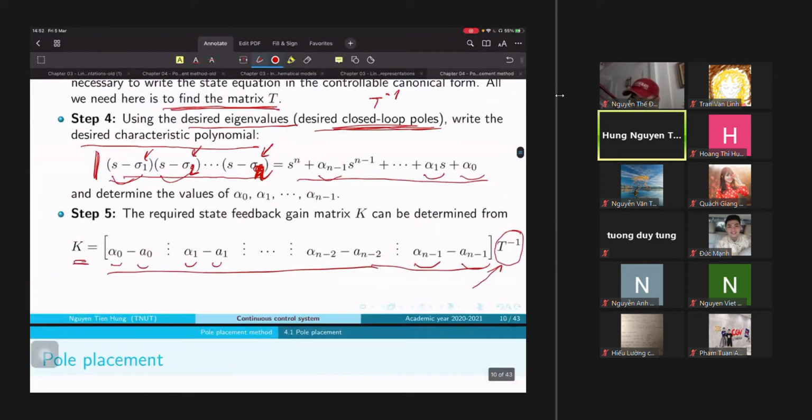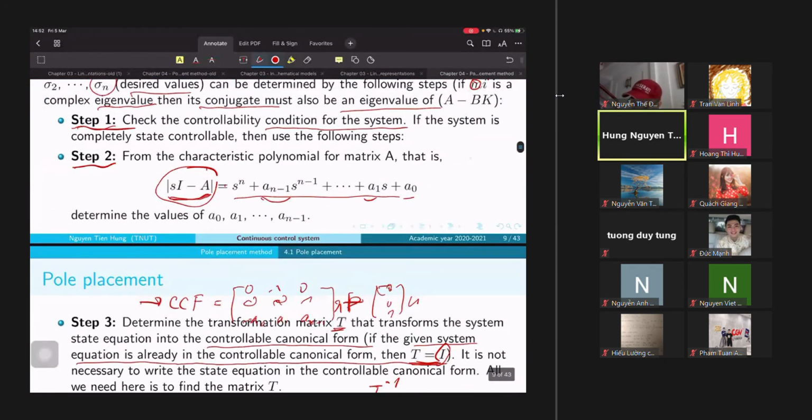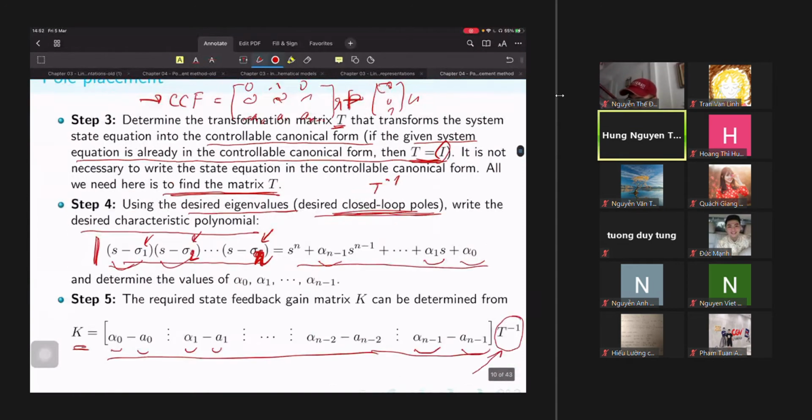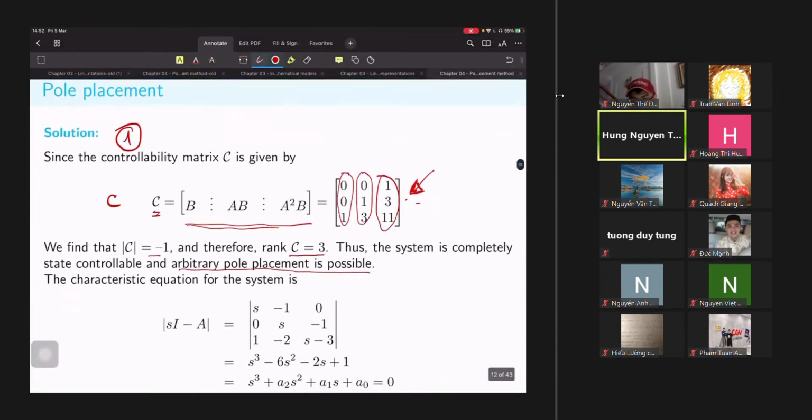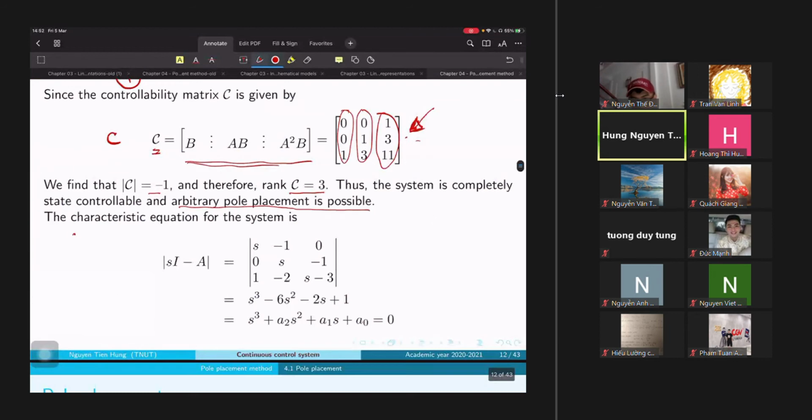Okay, and next we move to the next step. We have to find this. Remember x_n, n minus 1, up to a naught. So we move to step number 2. You find this. We will have to take sI minus A, and we will see this. We got this form. Easy. We will practice several times on this. And okay, we find this.